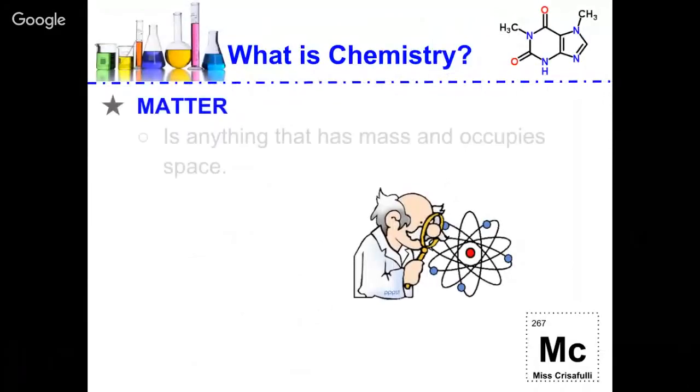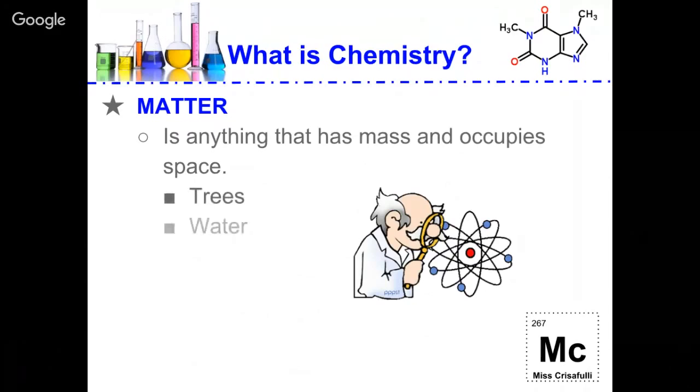Well, matter is anything that has mass and occupies space. So everything that we know in this world that you have had contact with is matter. So trees, water, buildings, people, those things are all by definition matter because they all have a mass and they all occupy space.